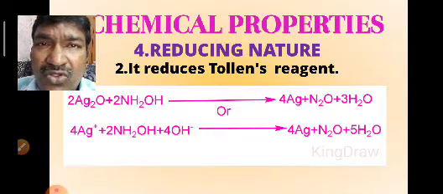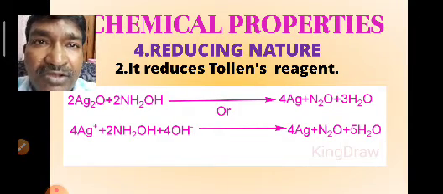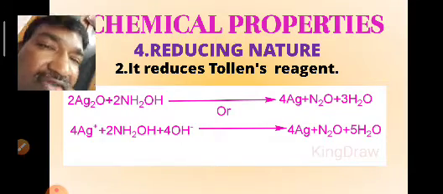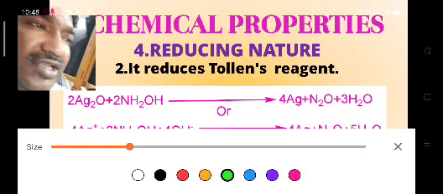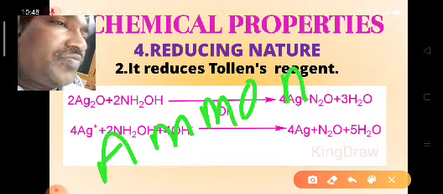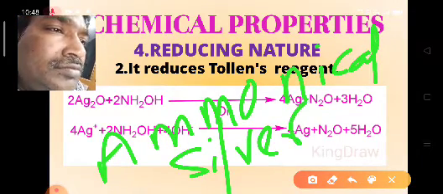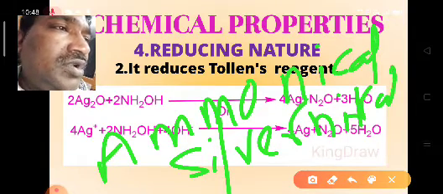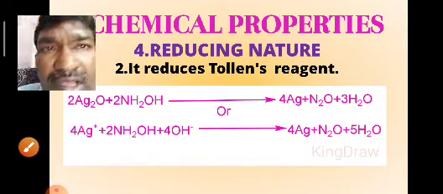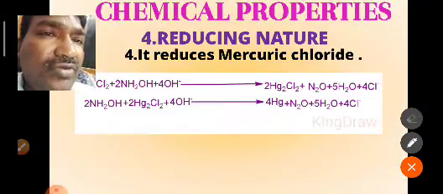We have to understand. Tollens reagent is a mixture of silver nitrate and ammonium hydroxide. So we call it ammoniacal silver nitrate. Ammoniacal silver nitrate is known as the Tollens reagent. Okay? So we can write the reaction in two ways, which are shown here.